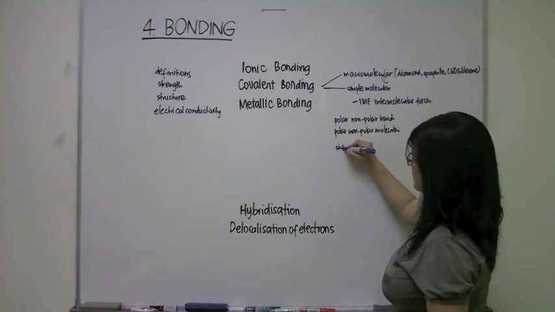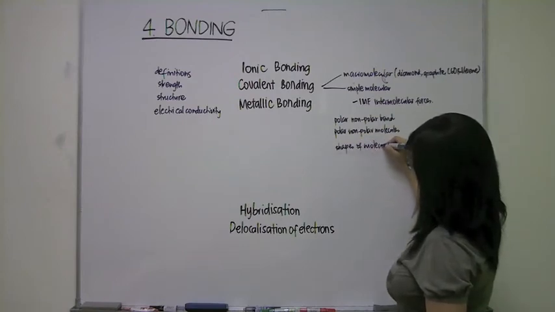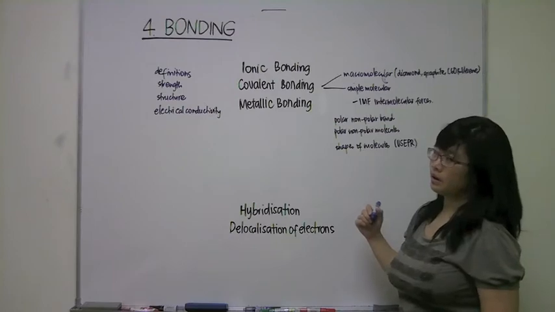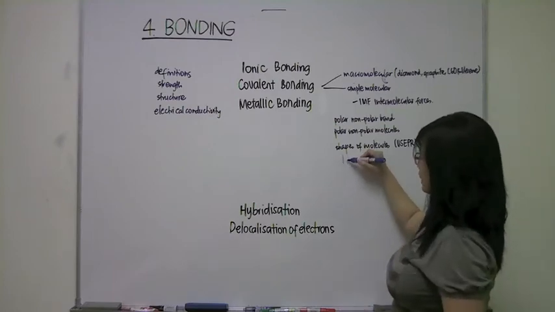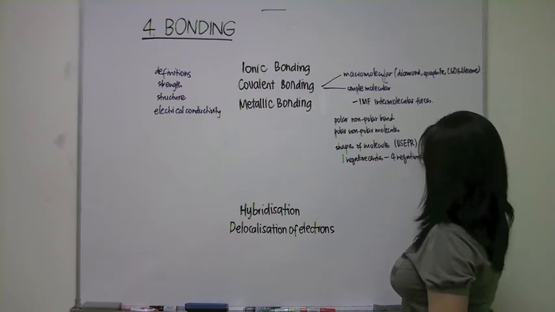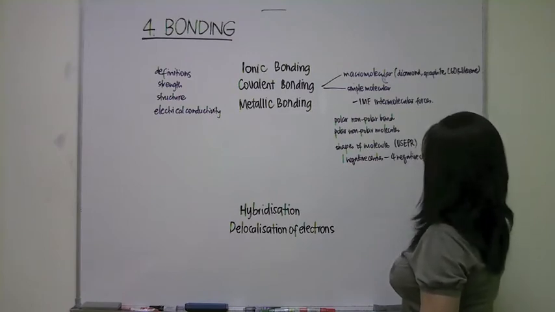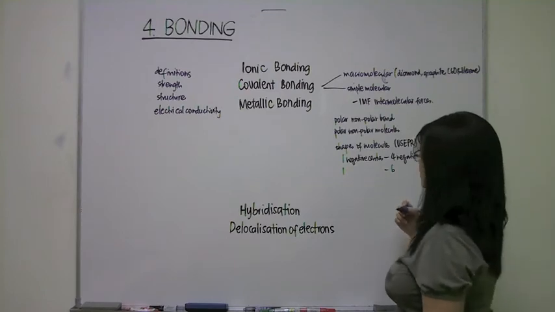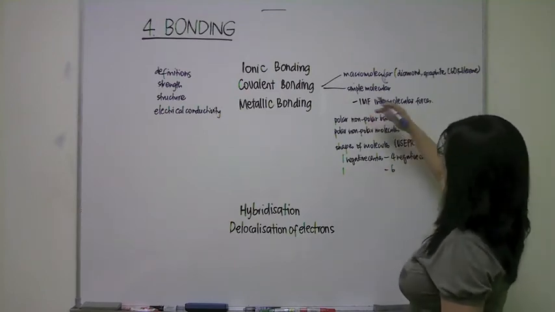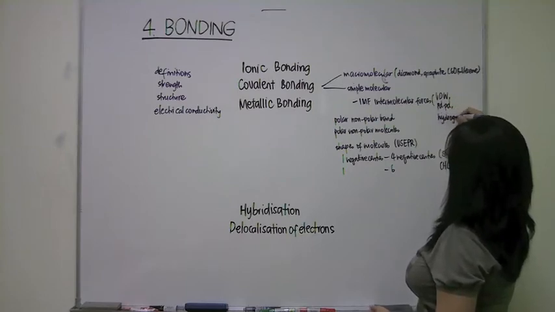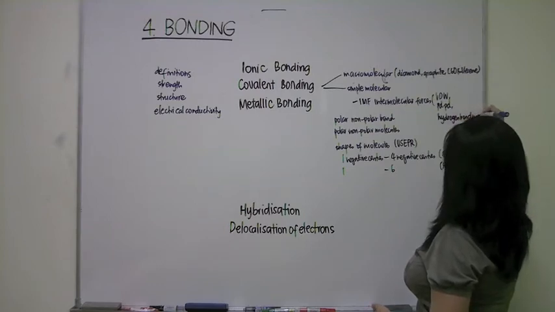Then you also need to talk about the shapes of molecules. Here we are going to discuss the VSEPR theory. For SL, it will be from 1 negative centre to 4 negative centres, and 1 to 6 for HL. The intermolecular forces, there are three: van der Waals, permanent dipole interaction, and hydrogen bonding.